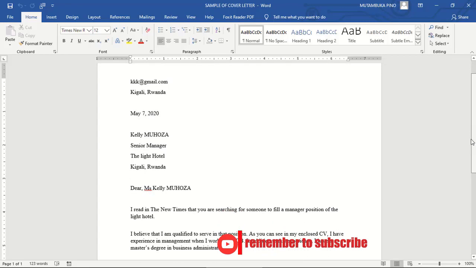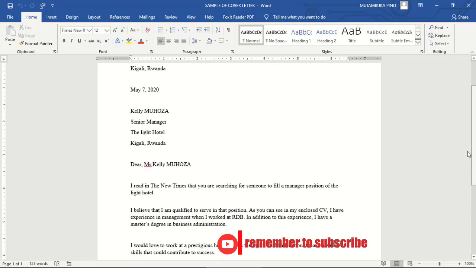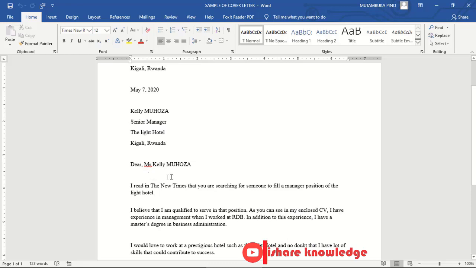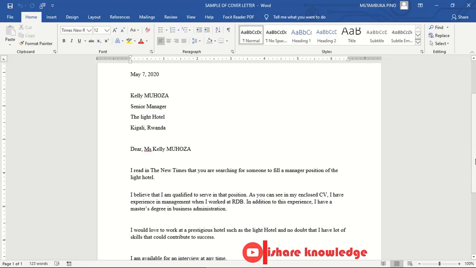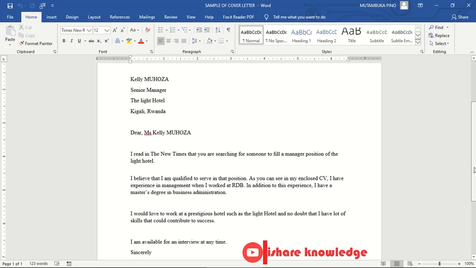Then the address of the receiver. She's called Kelly Mohoza. She's a senior manager at Light Hotel, Kigali, Rwanda. It is where our hotel is located. Dear Miss Kelly Mohoza, when you know the name of the receiver or the person you are writing to, you have to mention it. Then our first paragraph, as we have seen, shows how you knew about this offer, and from which source you found this information.